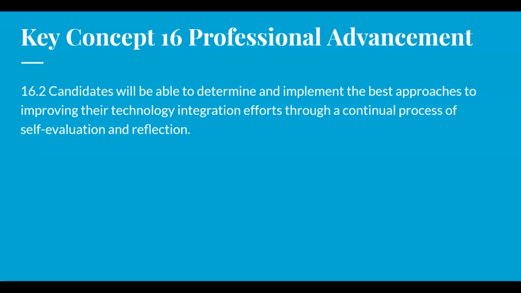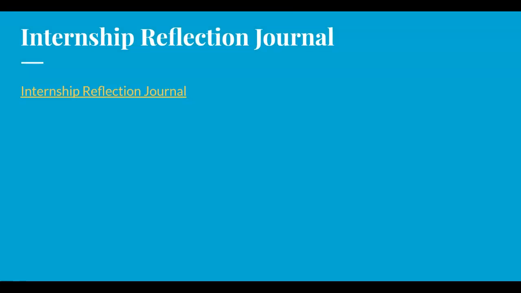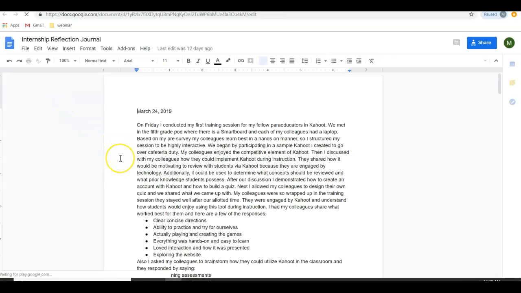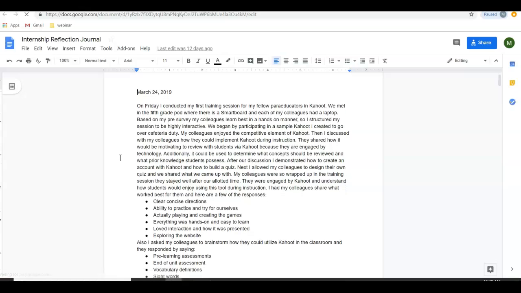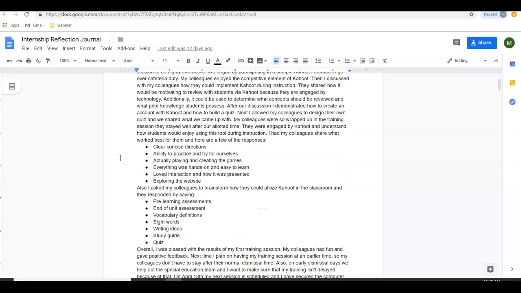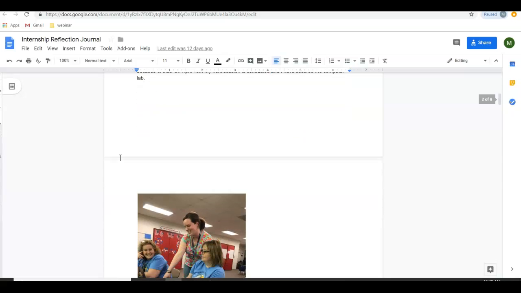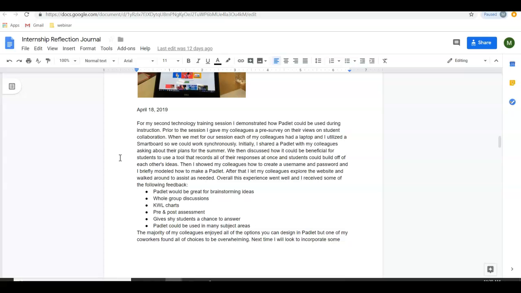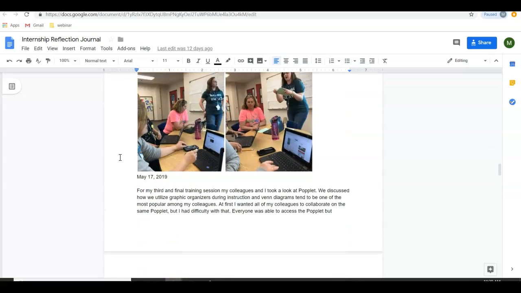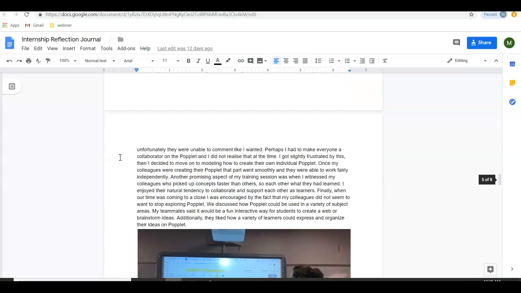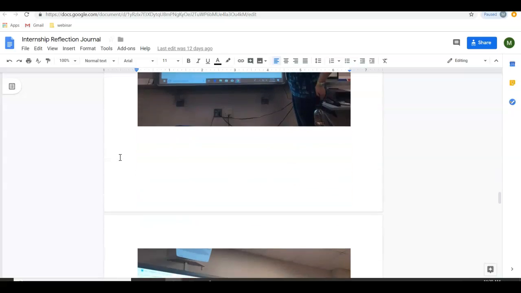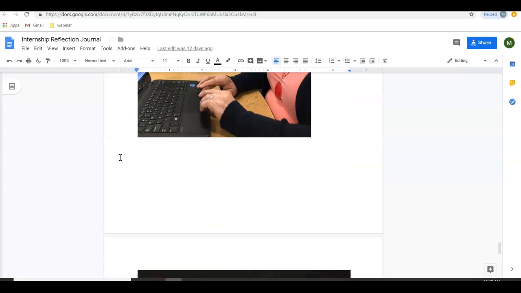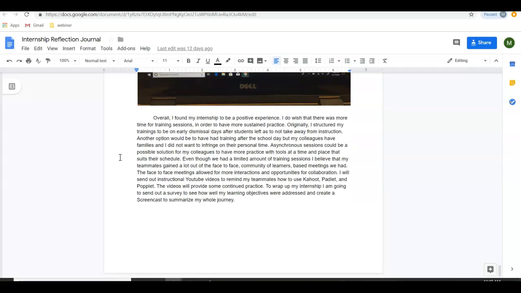So throughout my internship, I kept a journal where I would write a response after each session. So I had 3 responses after my Kahoot session. I talked about what went well, some ideas they came up with for instruction. I included some photographs. I also did an entry for after my Padlet session and for my Poplet session. I will share my overall reflections for my process a little bit later in this presentation, but this was the journal that I kept throughout the process.